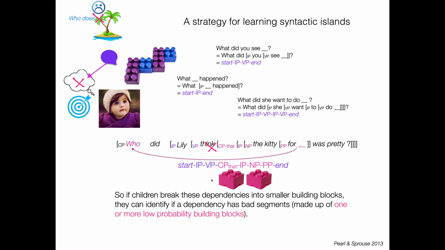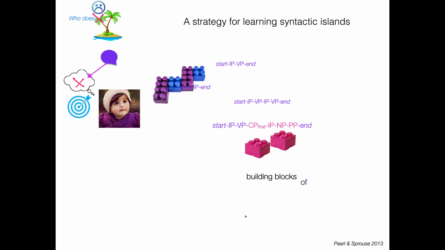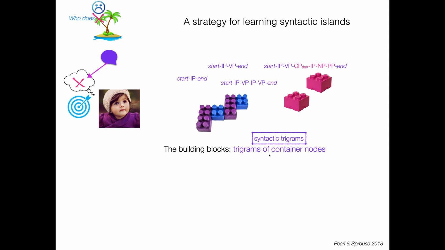And so if children break these dependencies into smaller building blocks, they can identify if a dependency has one or more bad segments made up of one or more low probability building blocks, right? So the building blocks, what we're going to call them are syntactic trigrams, but they're just trigrams of our container nodes. So if we have a container node sequence like this one from our matrix clause object, like what did you see, start, IP, VP, end, we just break them up into a moving window of 3.